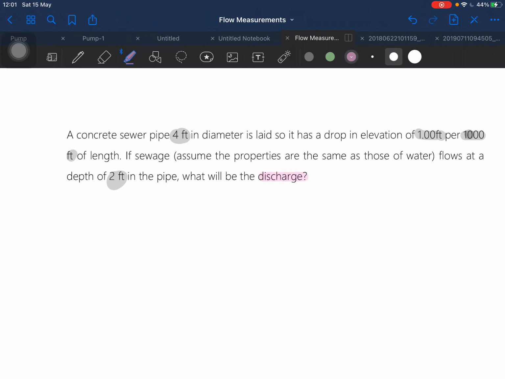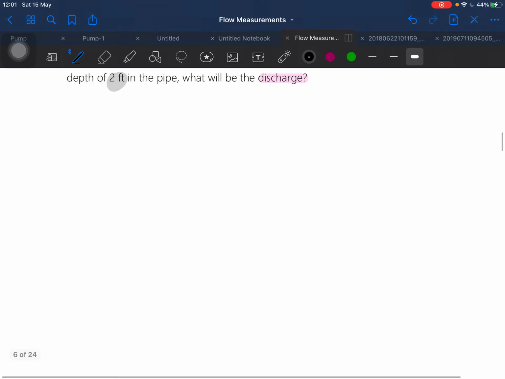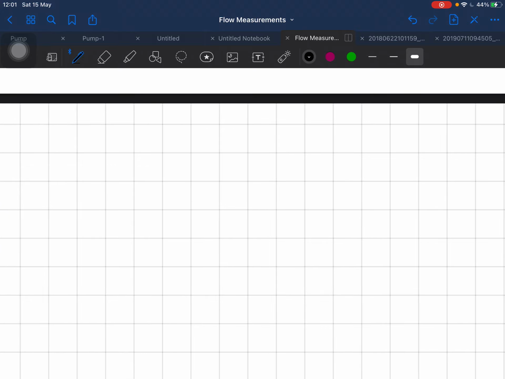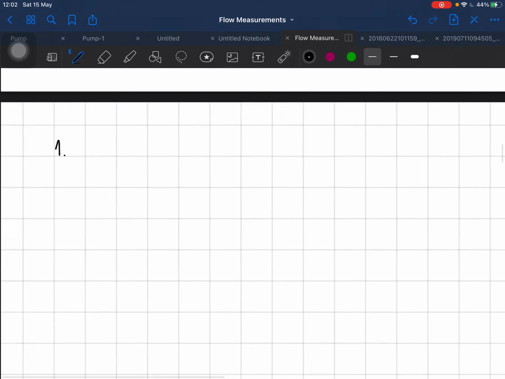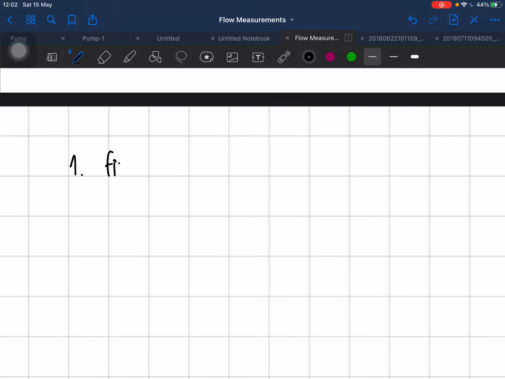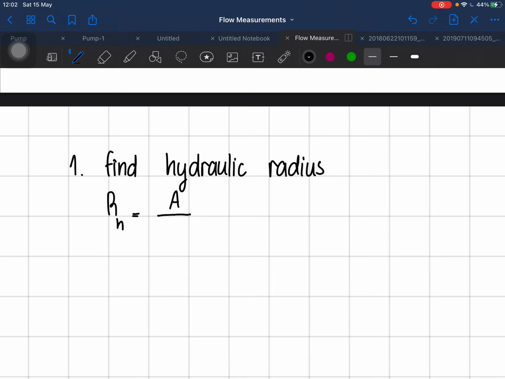So the question is asking us to find the discharge, which is the Q. So in this case, we're going to use the hydraulic radius. The first one that we're going to consider is to find the hydraulic radius, R_H equals A over P, the cross-sectional area of the flow over the wetted perimeter.